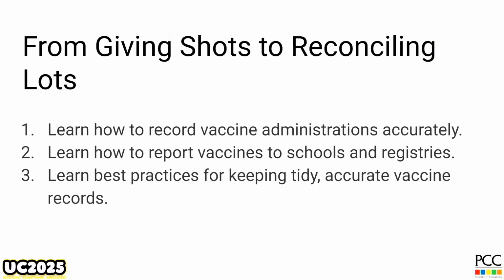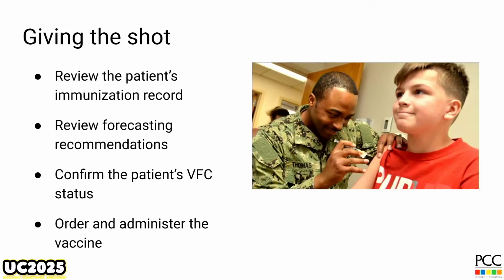You're right. So now we're going to go into from giving shots to reconciling the lots. You have to reconcile stuff like we've been talking about. Learn how to record vaccines accurately, how to get them to the school. Everybody has a portal account now, right? All but me, because I'm a pain in the butt patient where I say, no, I'm going to call you. And then getting it to the registries. And then we have some best practices on how to keep stuff tidy and how to keep your IMS records. How do you want it? Do you want it to just break everything out? We're going to go over that.